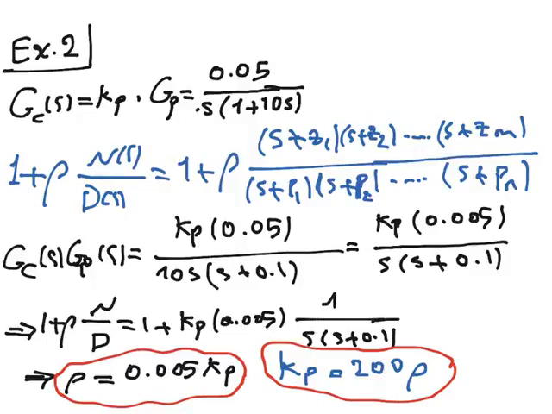However, from now on, we will use 1 plus rho times 1 divided by s times (s plus 0.1) equal to 0 as the characteristic equation, and we will draw the root locus for this case for different given values of rho, which will result in different values of Kp.